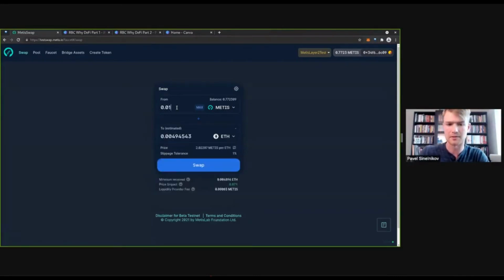But let's say you want to transfer 0.01 of our Metis tokens into ETH. Right now, the price per ETH is around 2 Metis tokens. So 2 Metis tokens is equivalent to 1 ETH. It's a 2-to-1 ratio in that case. There are different factors at play here. There is the slippage tolerance.